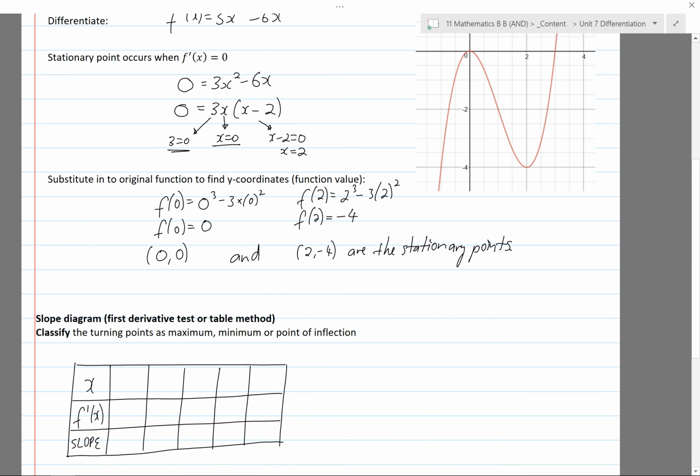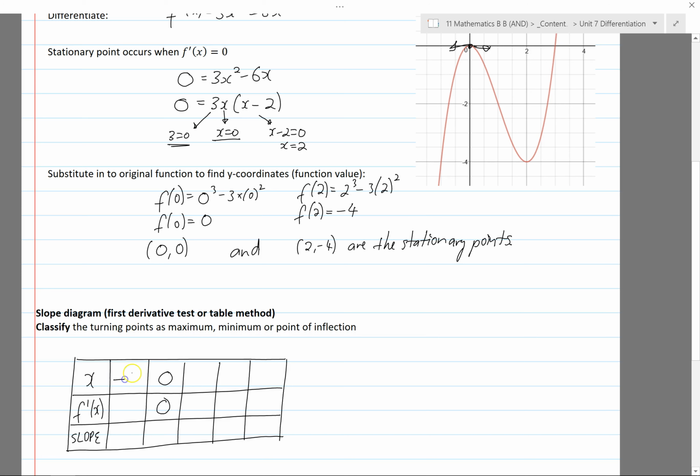Okay, the first one I'm going to look at is around x equals 0. So I know at x equals 0, the derivative is 0. I'm interested in what's happening a little bit below and a little bit above 0. So I'm just going to pick 2 points either side. To be convenient, I'll choose -1 and 1. And we can sort of see where these are on the graph.